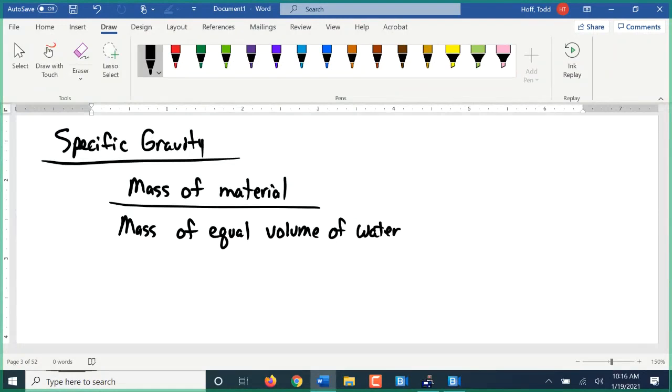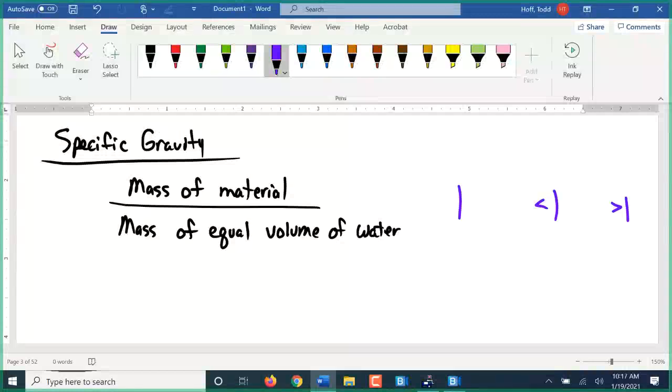If the ratio of the specific gravity is 1, that's telling us that the density of our material is the same density of water. If the specific gravity is less than 1, it's got lower density than water. That means it's going to float. In some construction applications, as you can imagine, it could be beneficial to have material that floats. If the specific gravity is greater than 1, it's not going to float.